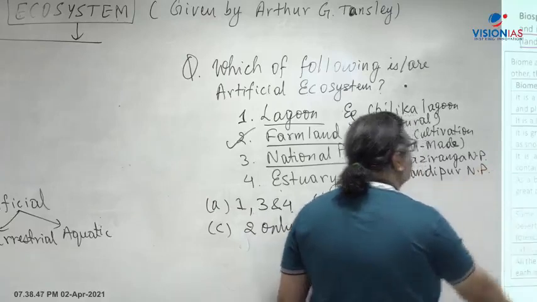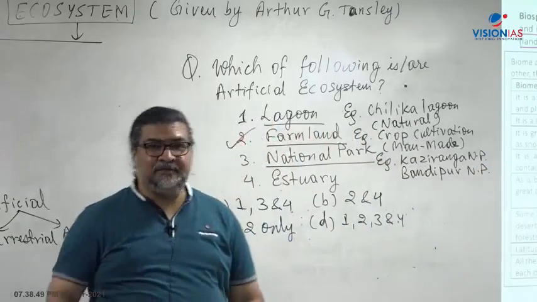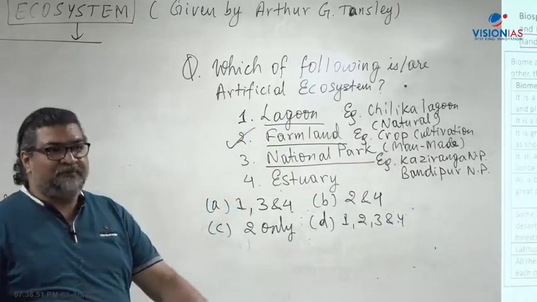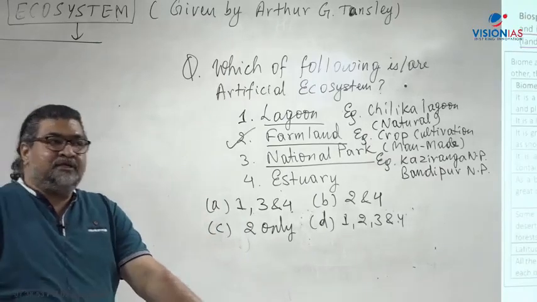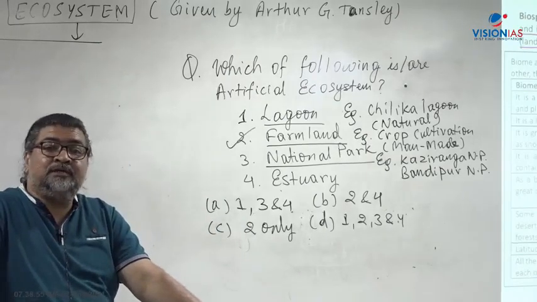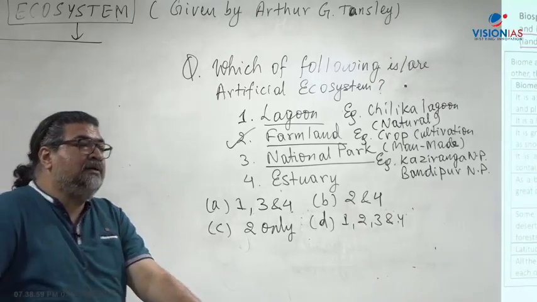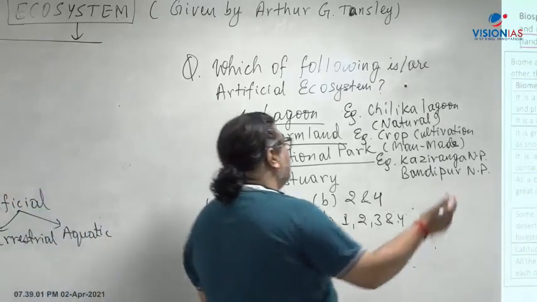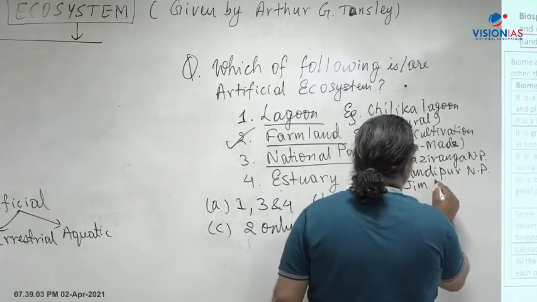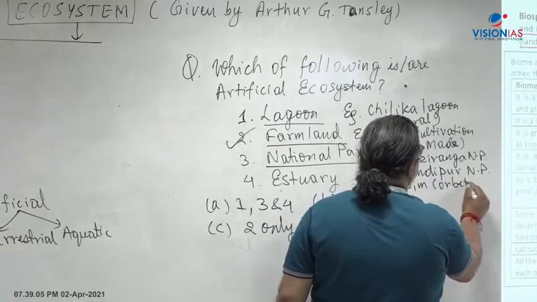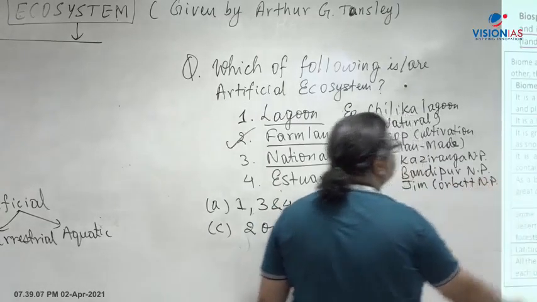It is in the state of Karnataka, which is part of the Nilgiri Biosphere Reserve, Bandipur, near Mysore in the state of Karnataka, and it forms a part of the Nilgiri Biosphere Reserve. Is it natural or man-made? Or let's say a very famous one, Corbett National Park, Jim Corbett National Park in Uttarakhand. Is it natural or man-made?